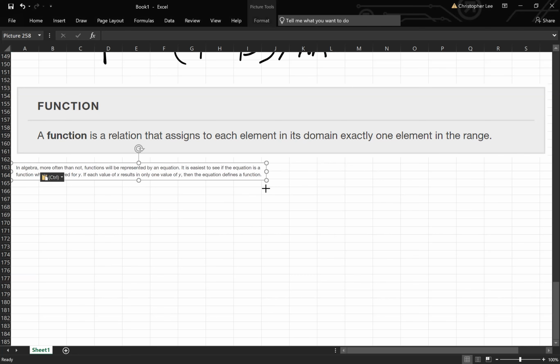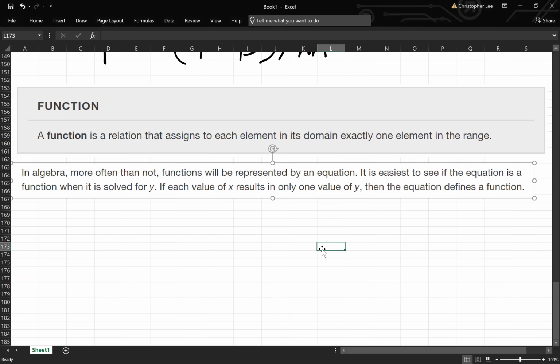So in algebra, more often than not, functions will be represented by an equation, right? Equation with the equal sign. It is easier to see if the equation is a function when it is solved for y. And if each value of x represents only one value of y, then the equation defines a function. It's that simple, right? If y equals x, you get to go.